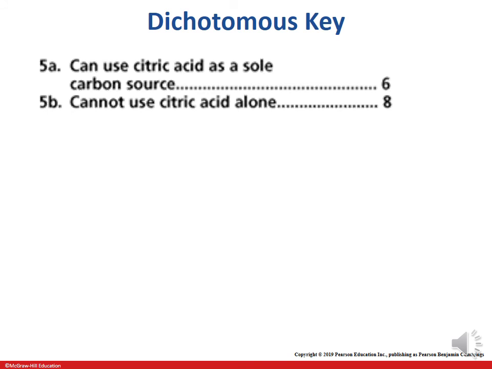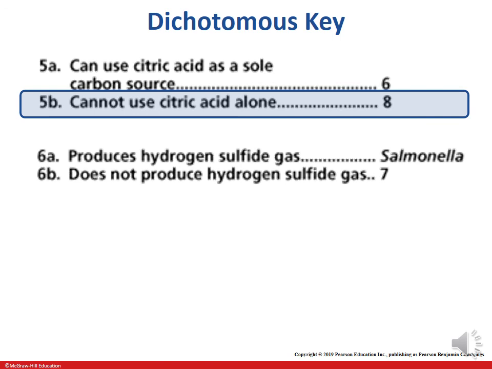Can it use citric acid as a carbon source? So here's where, again, you sometimes have to make some judgment calls or educated guesses. Citric acid and citrate are going to be the same test. So the lab and the dichotomous key may not use the exact same terminology. In this case, citrate negative, so we're going to have to go to question number 8.